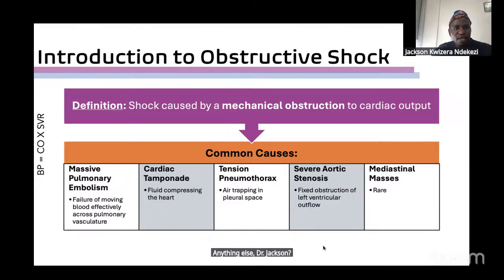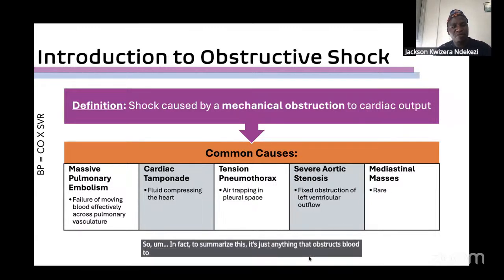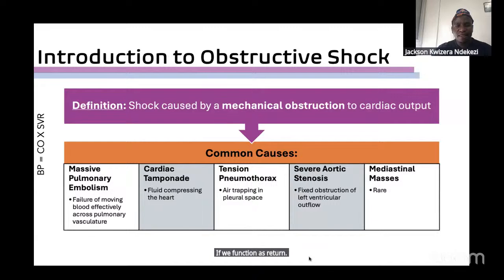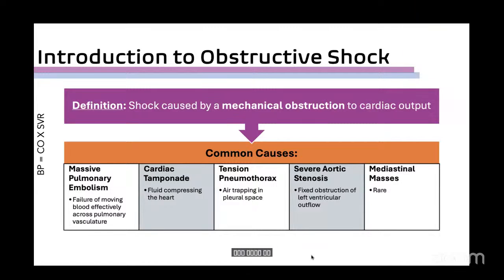So, to summarize this, it's anything that impairs a fully functional venous return, or anything that obstructs the forward movement of blood, the outflow from the left ventricle. I think that's it. If there are other comments or questions, just throw them into the chat.